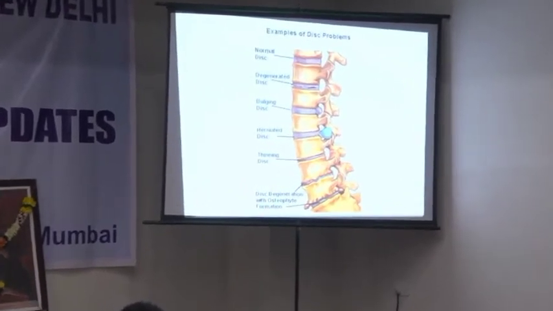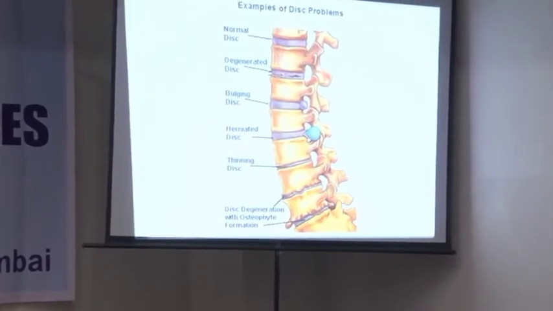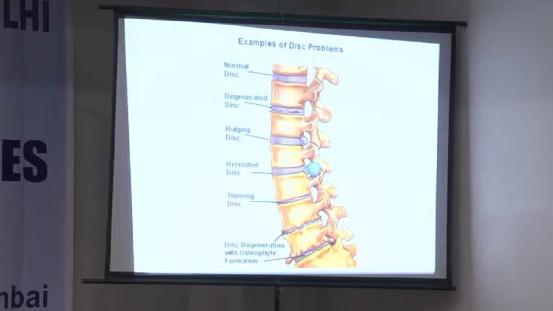So this is a normal disc. Second one is a degenerated disc. Third, it's a bulging of the disc. Then fourth, herniated disc. This is always called IVDP. In IVDP, actually there is no slipping. That name is also a misnomer; it is only herniation. So that herniation is called IVDP, not any slipping.